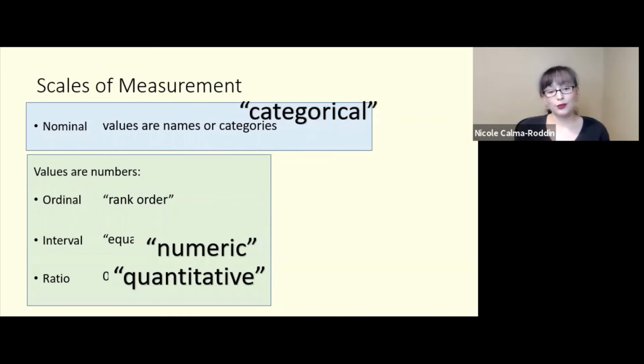These different number values on different types of scales of measurement that deal with numbers can also be called numeric or quantitative, as compared to the categorical ones that nominal values are.